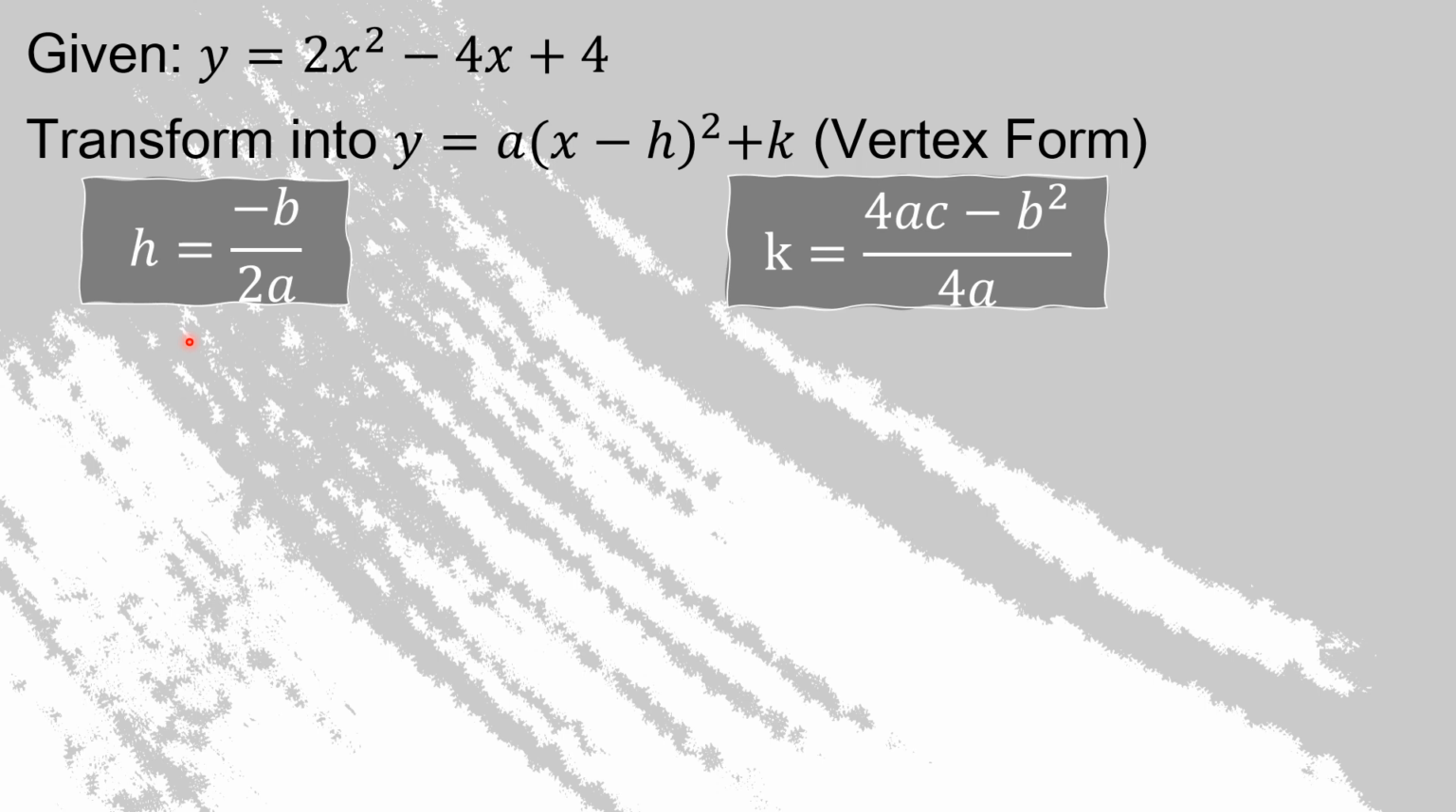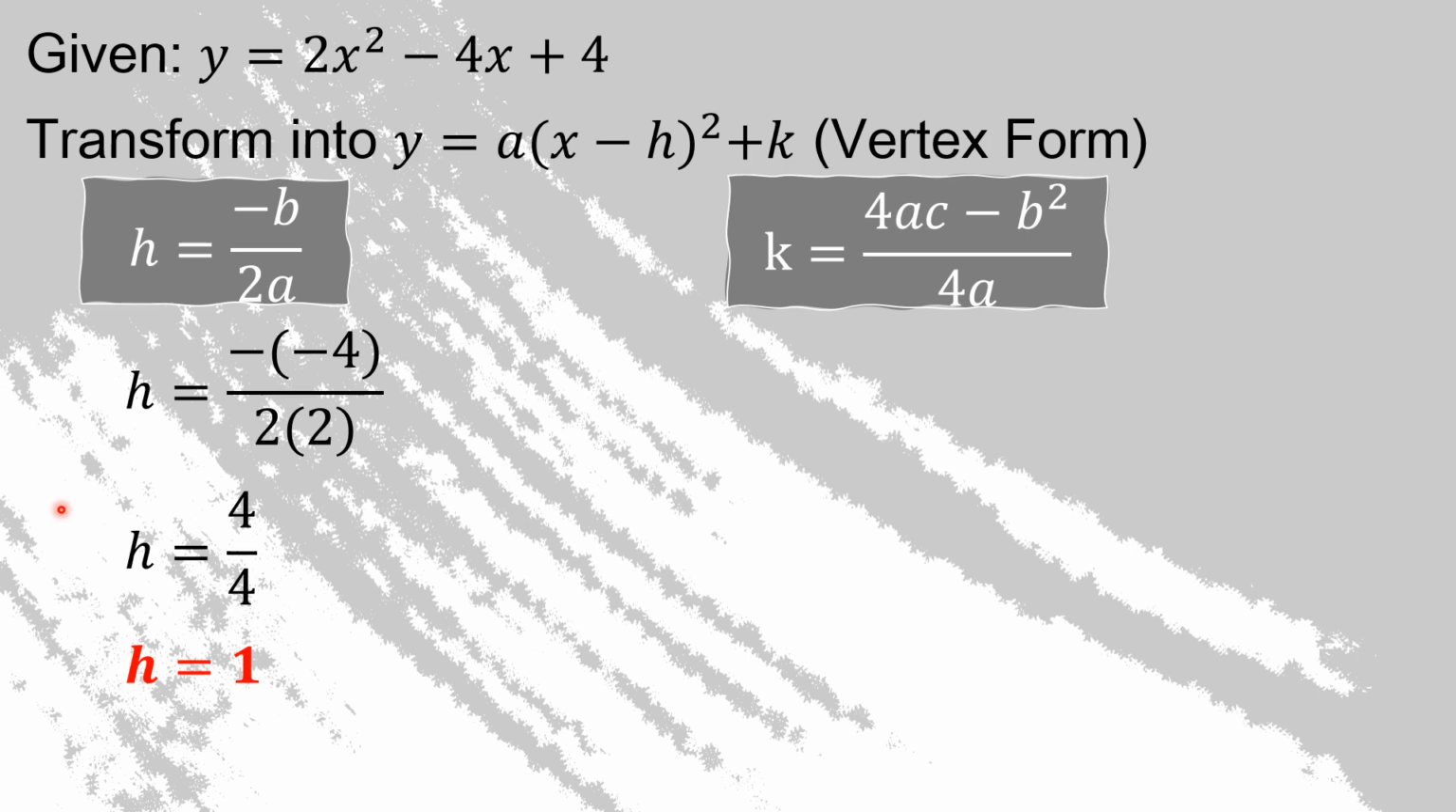So, let us now substitute the given values. So, h equals negative times the quantity of negative 4, because negative 4 is the value of b, over 2 times 2, because the value of a here is 2. Next is to simplify. So, h equals positive 4 over 4, because negative times negative 4 is positive 4, and 2 times 2 is 4. So, since 4 can be divided by 4, the value of h is positive 1.